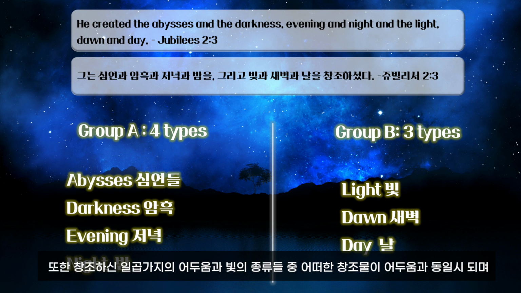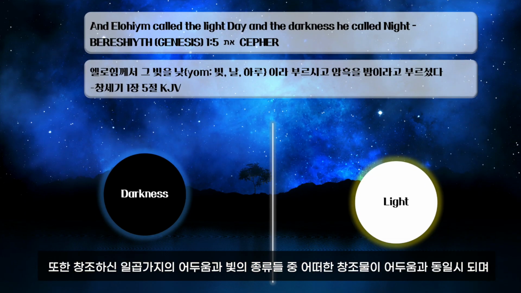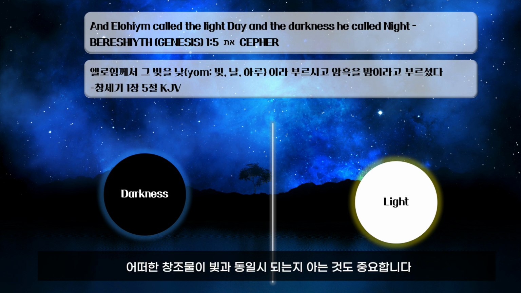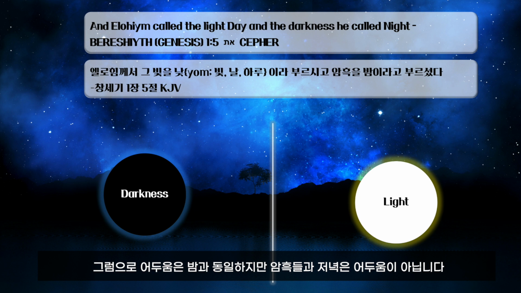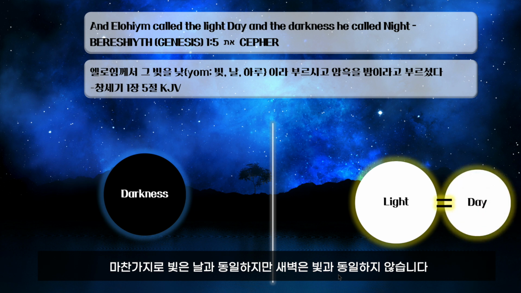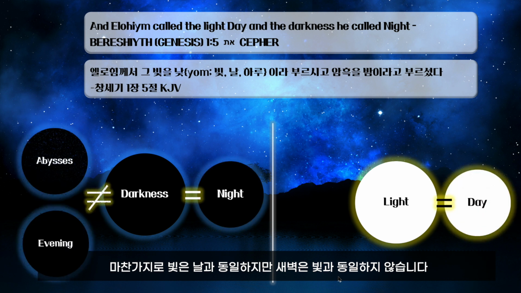Also, it's important to point out which element of creation is equal to darkness and which is equal to light. In Genesis 1:5, our Creator Father calls light day and darkness night. So darkness is equal to night, but abysses and evening are not equal to darkness. Likewise, light is equal to day, but dawn is not equal to light.